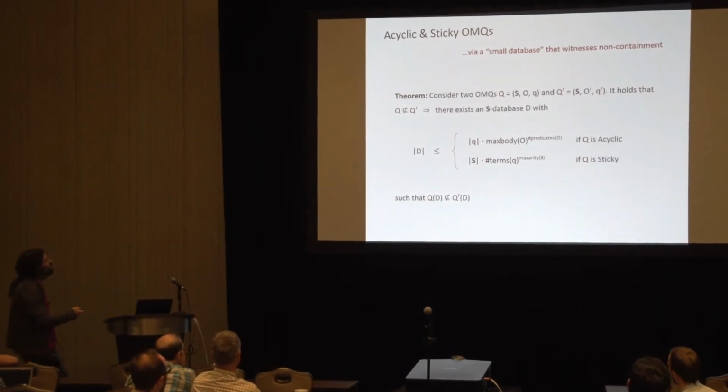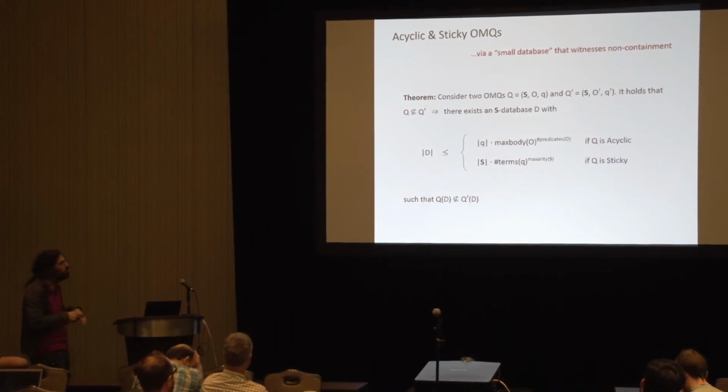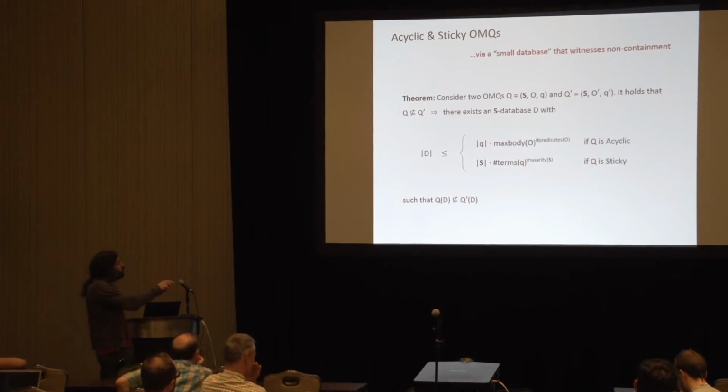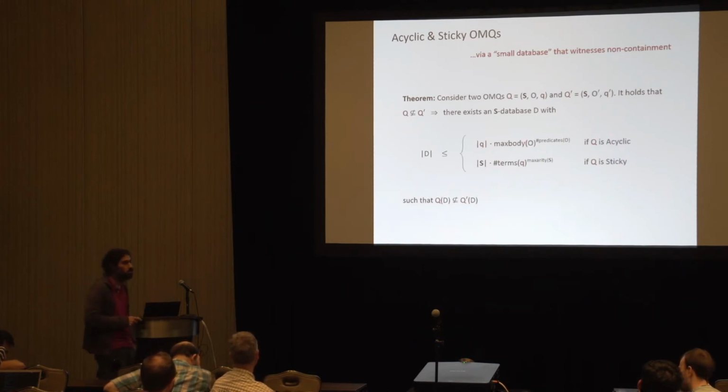So this is the characterization given two queries. And let me clarify that these queries are coming from the same language, right? Acyclic or sticky. If Q is not contained in Q prime, then there exists a database of this size. The size of the database is bounded by this, if Q is acyclic and if Q is sticky. So in case of acyclicity, we have something exponential in the number of predicates that appear in the ontology. In case of sticky, we have something exponential in the arity of the data schema. And as you can see now, if we fix the arity, in case of sticky, what we get becomes polynomial, which is not the case in the case of acyclicity.